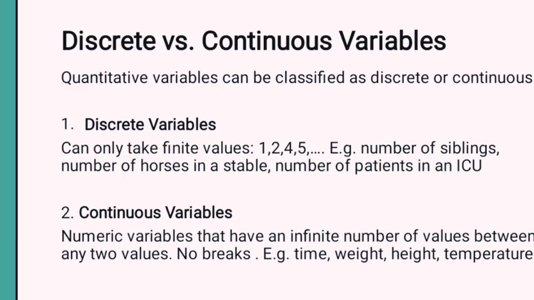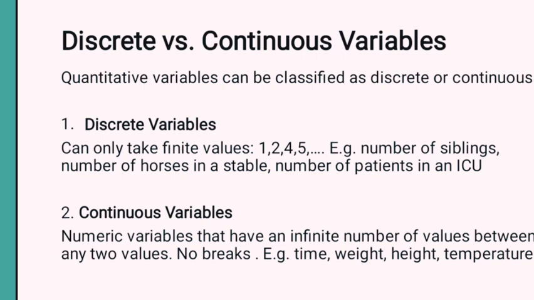So that makes such an example discrete. Okay. Now let's look at the counterpart of this, which is continuous variables. Continuous variables can obtain numeric values that have an infinite number of values between any two values. So this means that there are no breaks. Examples are time, weight, height, and temperature.